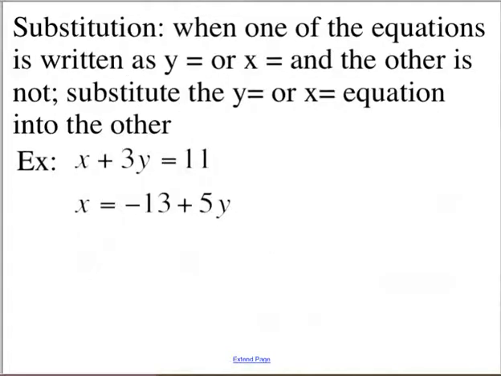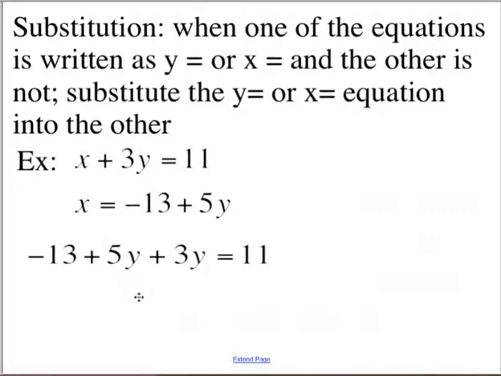The second method is called the substitution method, and this is when only one of the equations is written as y equals or x equals and the other is not. And then you just simply substitute the y equals or x equals equation into the other. So the example I have here is x plus 3y equals 11 and x equals negative 13 plus 5y. So since I have what x equals, I'm simply going to substitute it into the first equation. And then I'm going to combine like terms, and in this case I'm going to be solving for y first. It doesn't matter which one you solve for first.